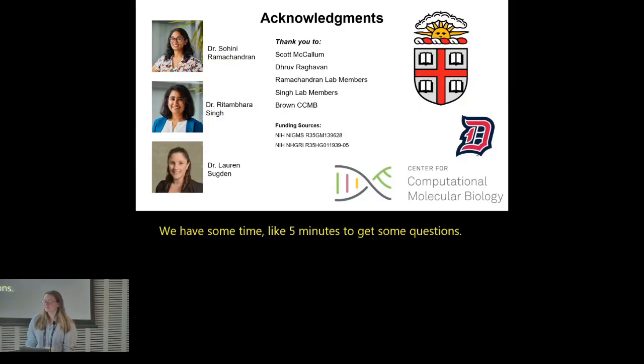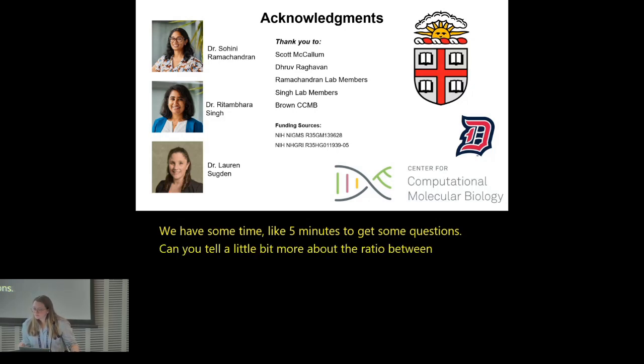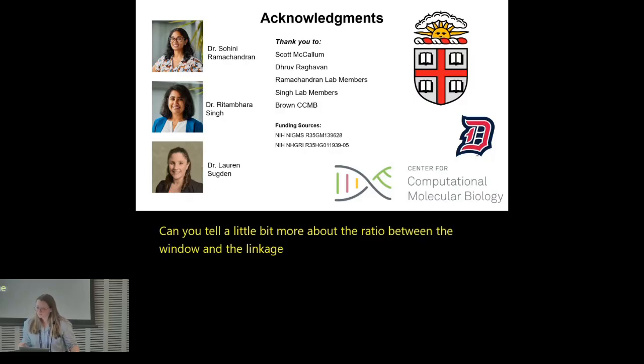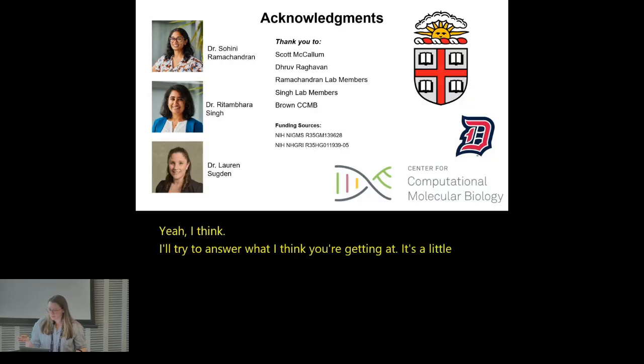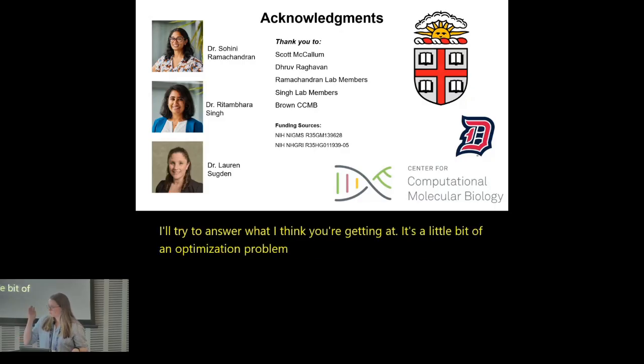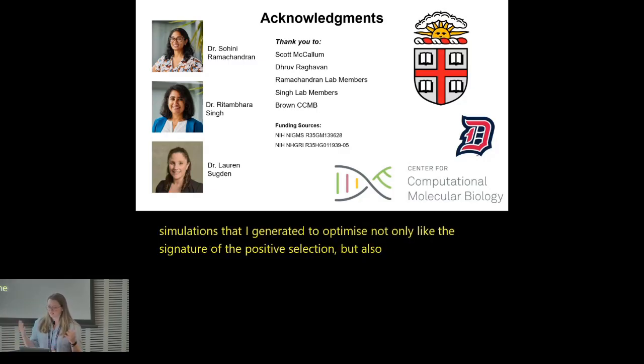Can you tell a little bit more about the ratio between the window and the linkage equilibrium around the sweep? Yeah, I'll try to answer what I think you're getting at. It's a bit of an optimization problem, right? What I basically did was test a bunch of different window sizes with the simulations I generated, to optimize not only the signature of the positive selection, but also to minimize any muddiness that I see from using windows that are too large or too small.